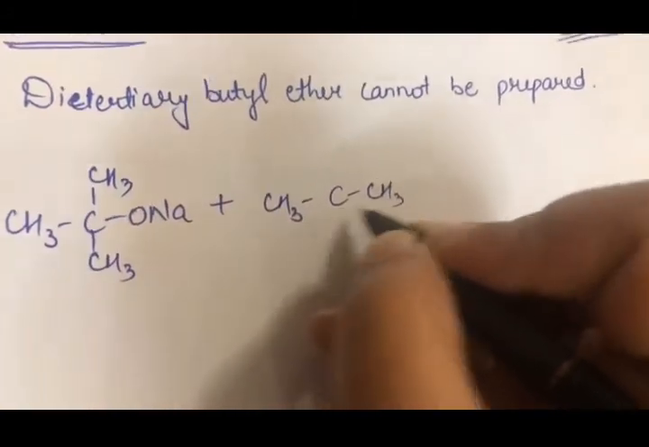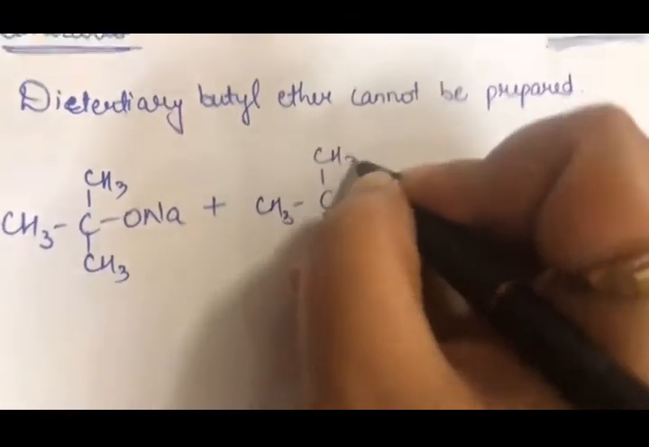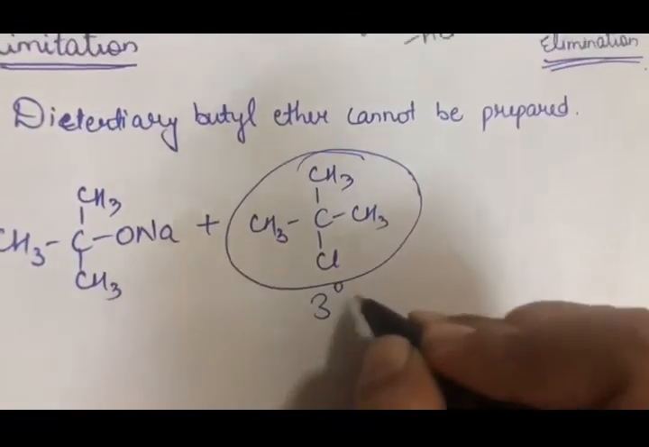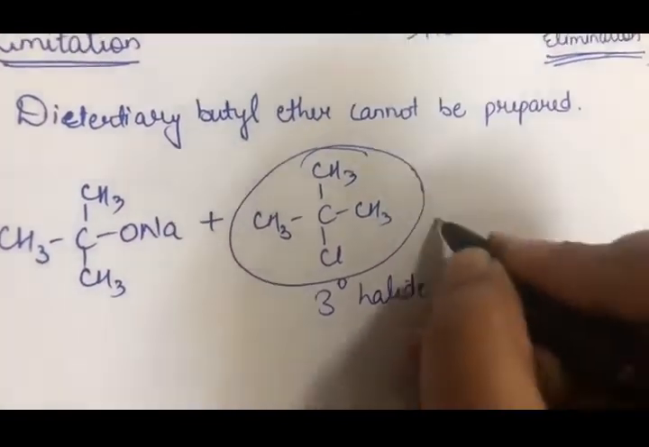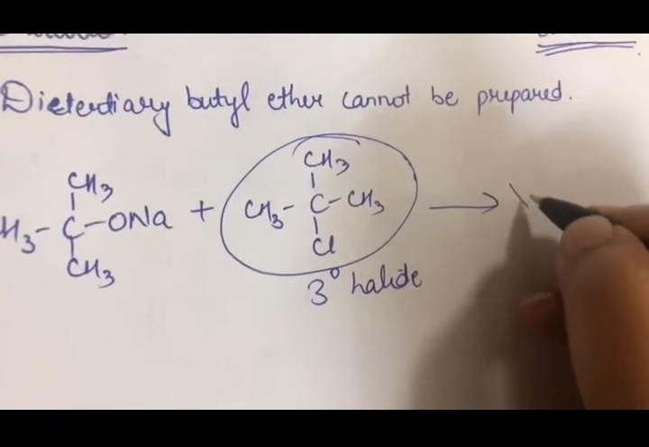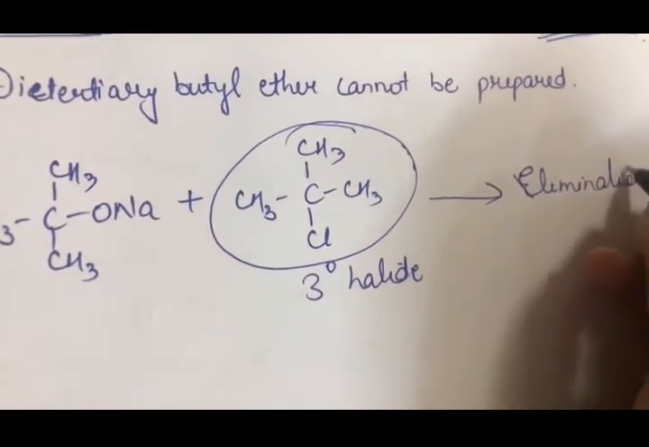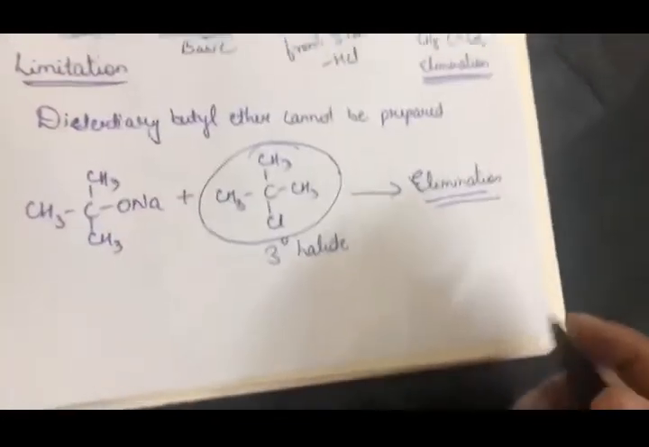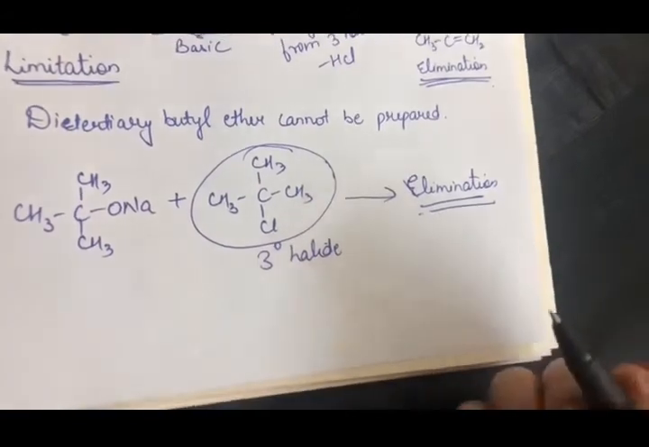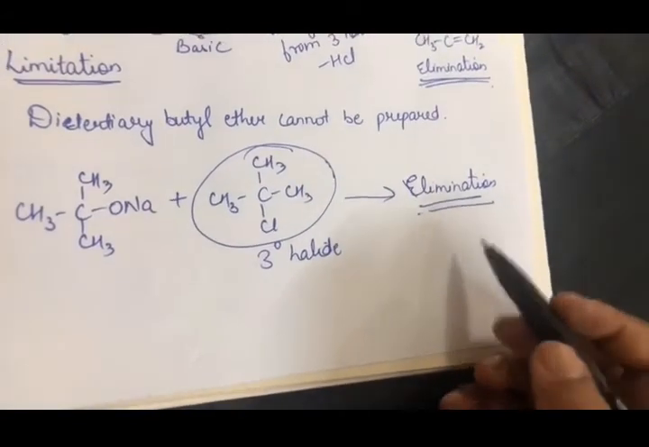What will happen if you try to react this? Here it is a tertiary halide, and if you try to react a tertiary halide, it will undergo an elimination reaction, right? So you can never prepare an ether, or a ditertiary butyl ether, with the help of this reaction.